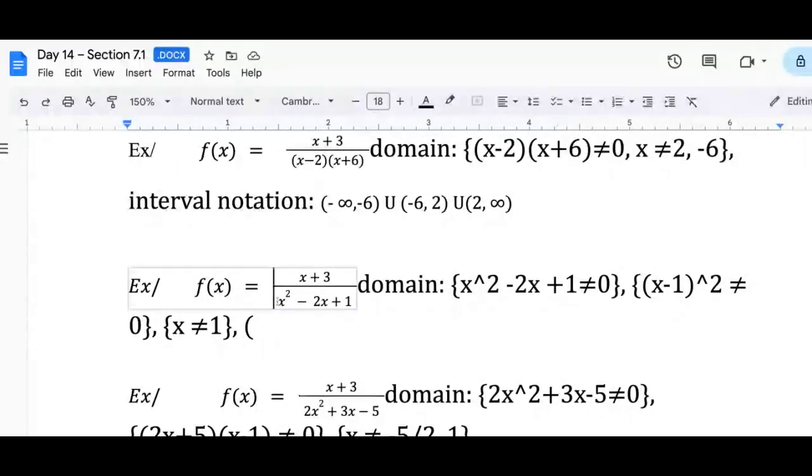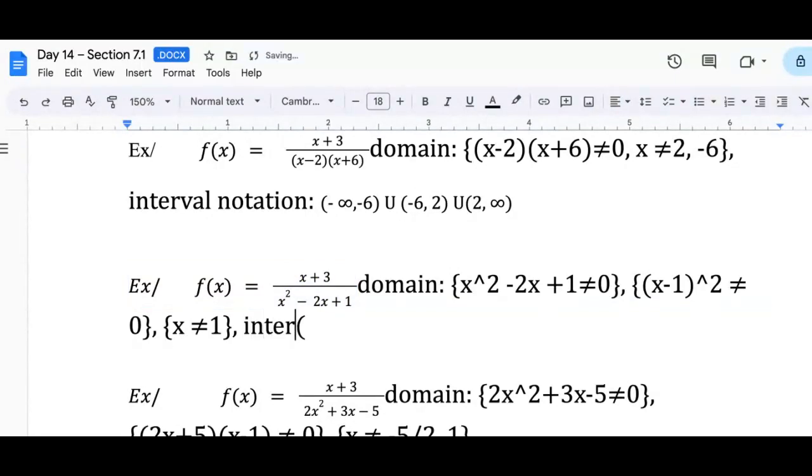Next one, the denominator is x squared minus 2x plus 1. So solve this, that's x not equal to 1. Again, using interval notation, from negative infinity up to 1, union from 1 up to infinity, because only 1 is not in the domain.